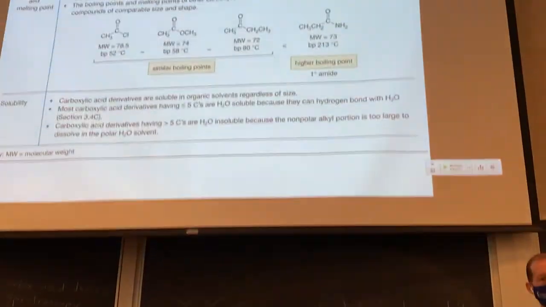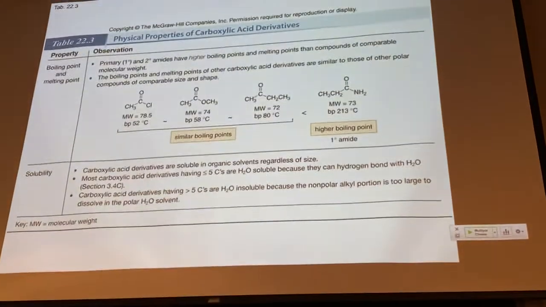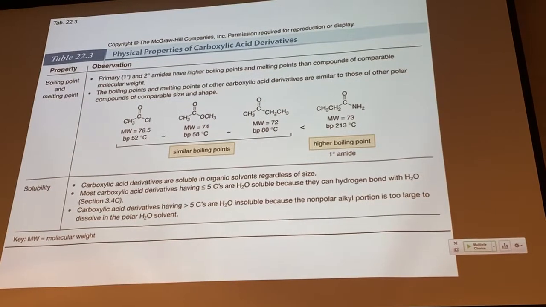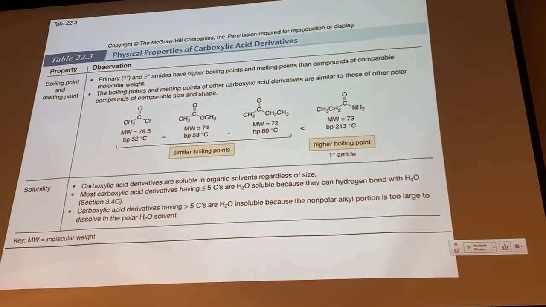They will be comparable because all of our carboxylic acid derivatives are capable of hydrogen bonding to water molecules. So the standard rule we've learned of five carbons or less for each group capable of hydrogen bonding to water, dictating the water solubility. Any questions about the physical properties?